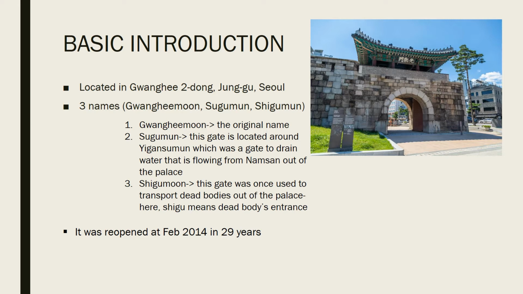And the reason why Shigumun Gate was used for transporting dead bodies was because the fortress of Seoul, Dosong, had two roads, which were Jonglo and Namsan Road. And at this Namsan Road, there were a lot of poor people living. And those poor people couldn't afford any funerals if someone died, so they just needed to handle the dead body. And they used this gate to move out the dead body.